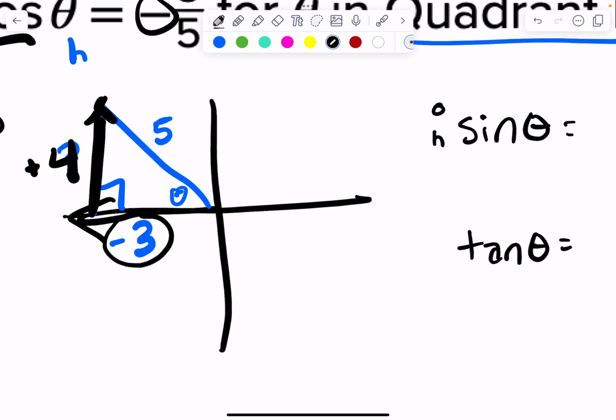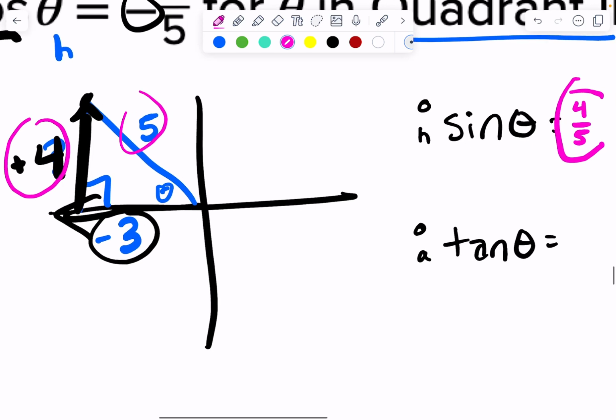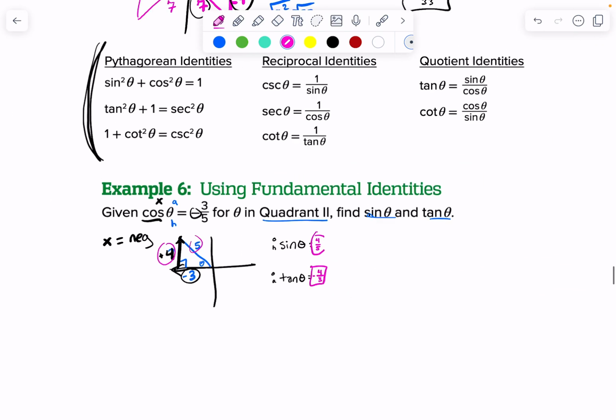Sine is OH, tangent is OA. So sine is opposite over hypotenuse, so that would just be positive 4/5. Okay, tangent is opposite over adjacent. That would be 4 over negative 3, or some of you like to put the negative out in front, and that's totally fine. So negative 4/3, that's what tangent will be, opposite over adjacent. So that is all. Yeah, that's it.